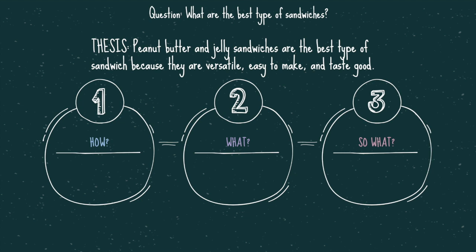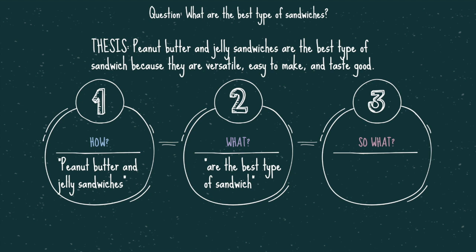I'm going to the first step, the how, my opinion. I chose peanut butter and jelly sandwiches. Now we're going to the what. How am I addressing the prompt? I brought it in by saying, are the best type of sandwich. That is the question that is going to be answered. And the so what.